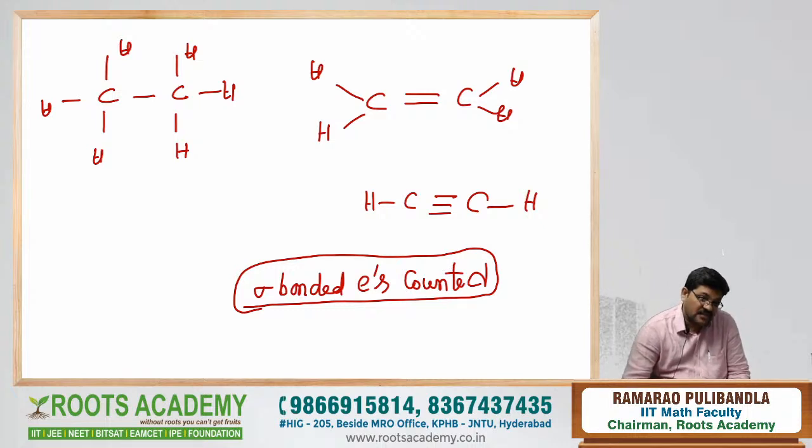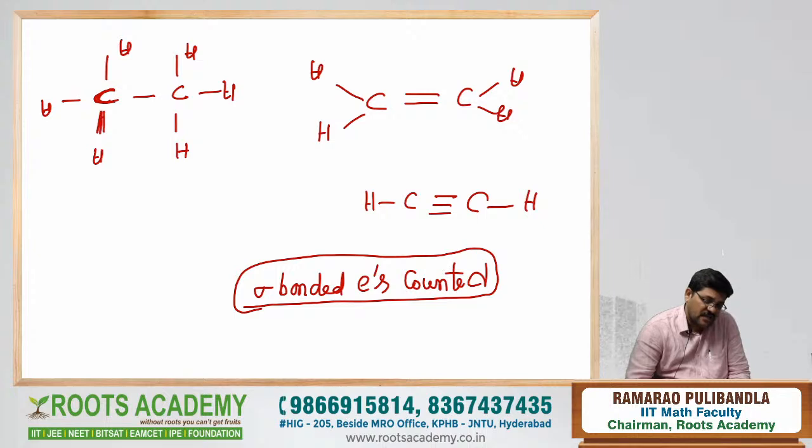Now see, take this carbon. In this carbon, how many sigma bonds are there? Head-on overlapping means sigma bond. Head-on overlapping means nucleus to nucleus overlapping. Nucleus to nucleus overlapping means head-on overlapping. Head-on overlapping means what? Sigma bond. Very good. So this carbon has how many sigma bonds?